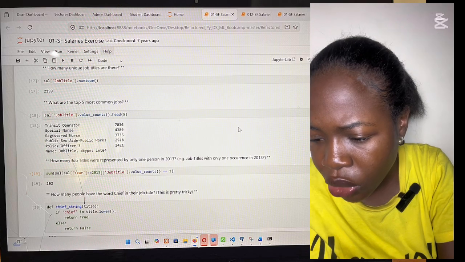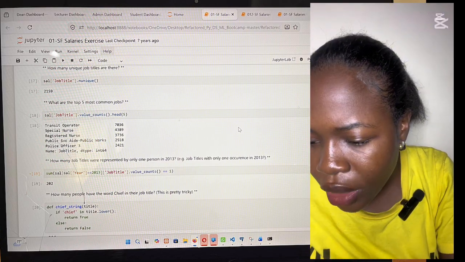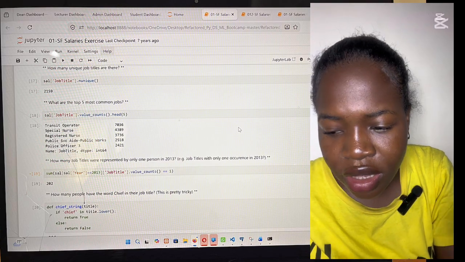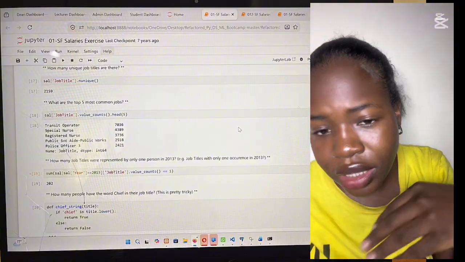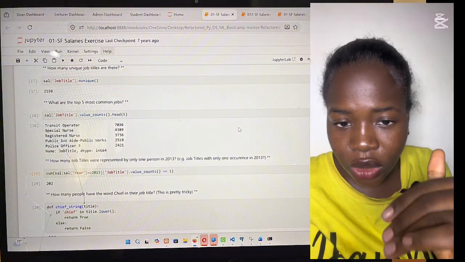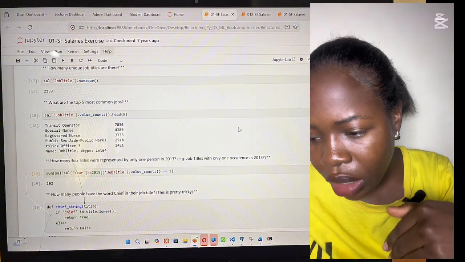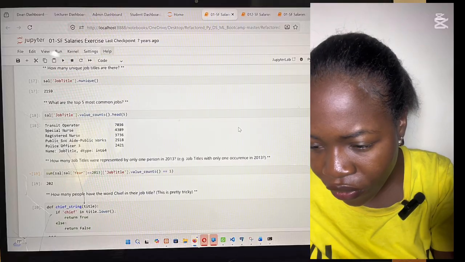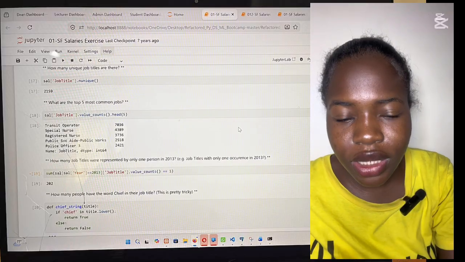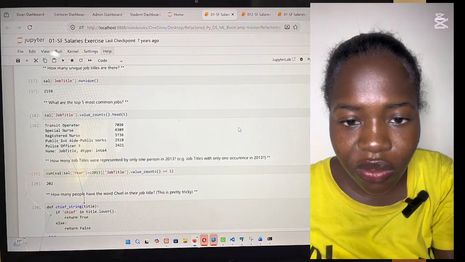Next, what are the top 5 most common jobs? Sal job title. It calls the entire data set, finds the job title column, and then starts to count the values in the job title column row by row. Now it displays the first 5 rows, because head bracket 5 means displaying the first 5 rows.